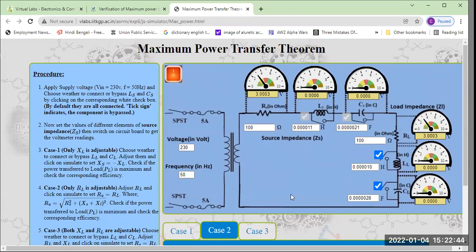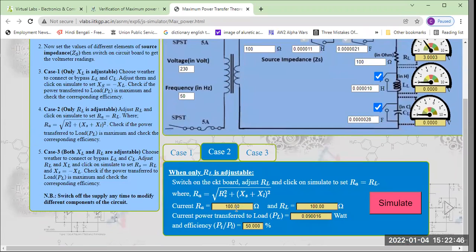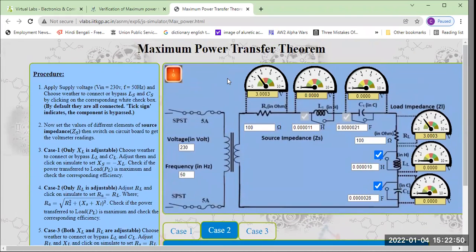Hello, sir. Yes, tell me. So, what is the objective of this experiment, sir? What are we finding? Yes, we are finding at which point the maximum power will be transferred. Okay, I am just giving you an example.